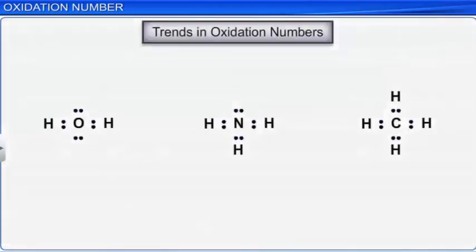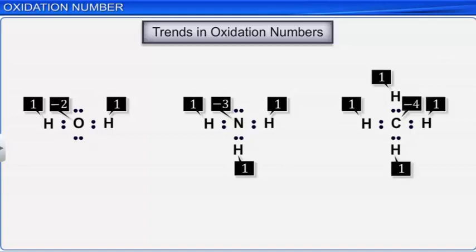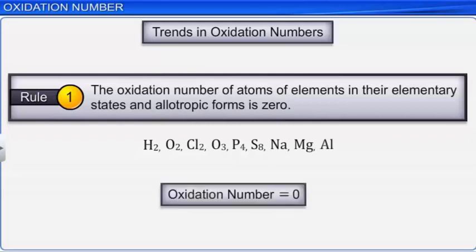To determine the oxidation number of an element in a compound or an ion, certain rules have been formulated. Let's look at these rules. The first rule is that the oxidation number of atoms of elements in their elementary states and allotropic forms is 0. For example, each atom in H2, O2, Cl2, O3, P4, S8, Na, Mg, Al has oxidation number 0.